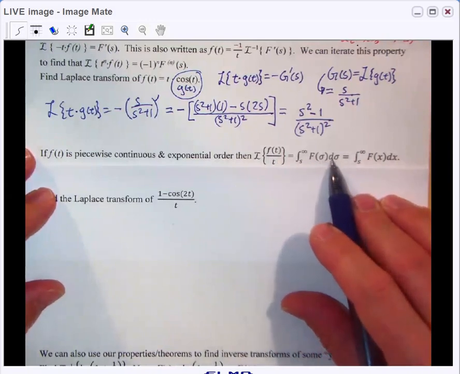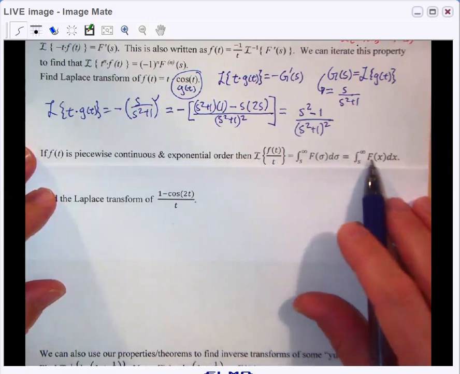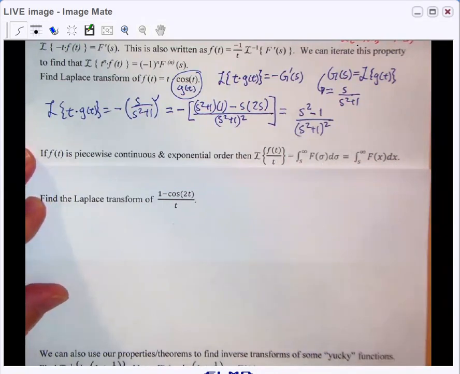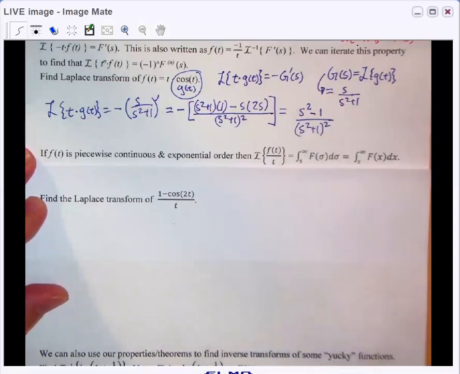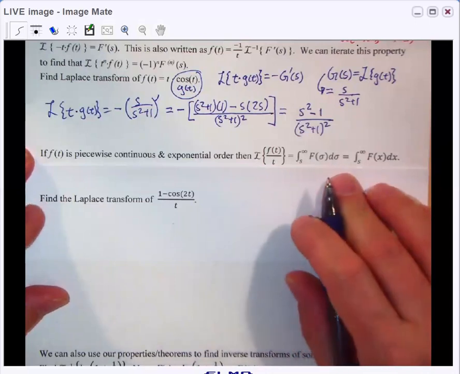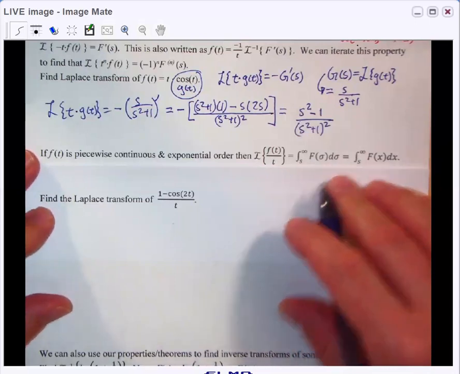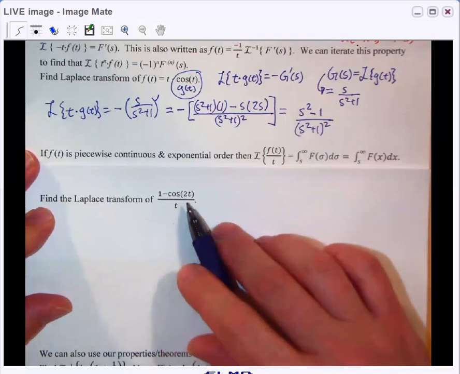But so that I don't mix things up, I'm going to call the dummy variable x. Some people will just go ahead and call him s and just realize that we're going to put in the s anyways. But anyways, you can use whatever dummy variable you like. So let's go ahead and find the Laplace transform of this guy.